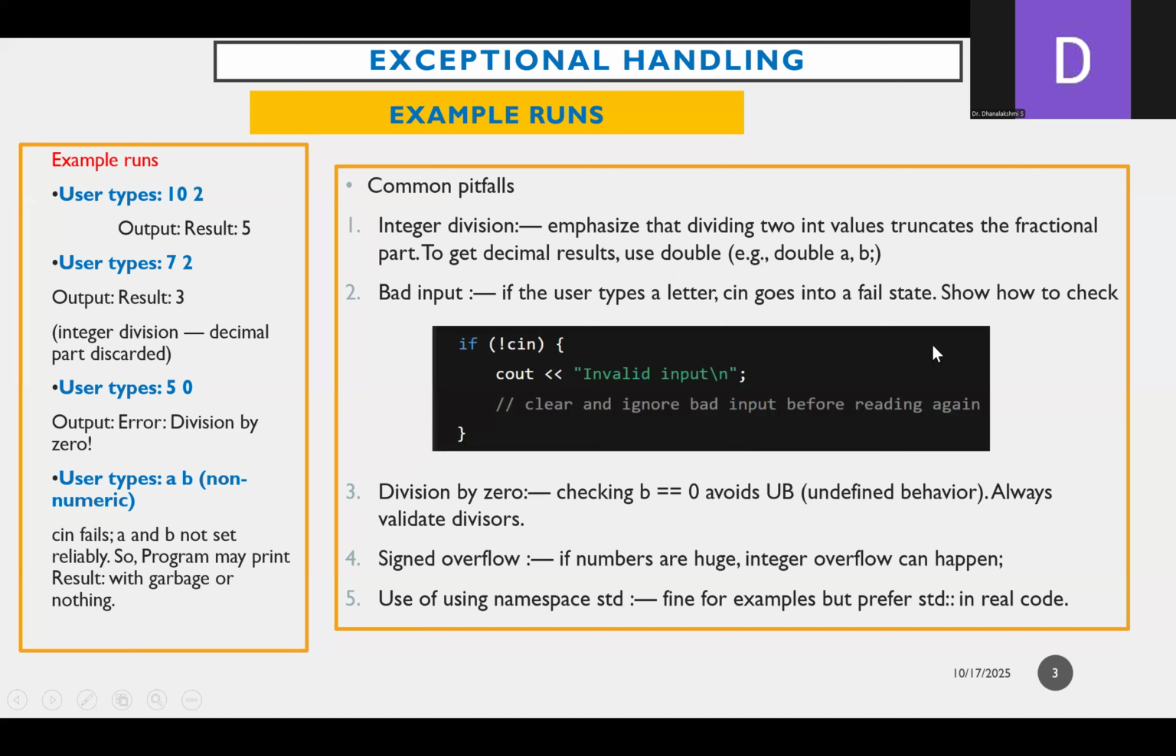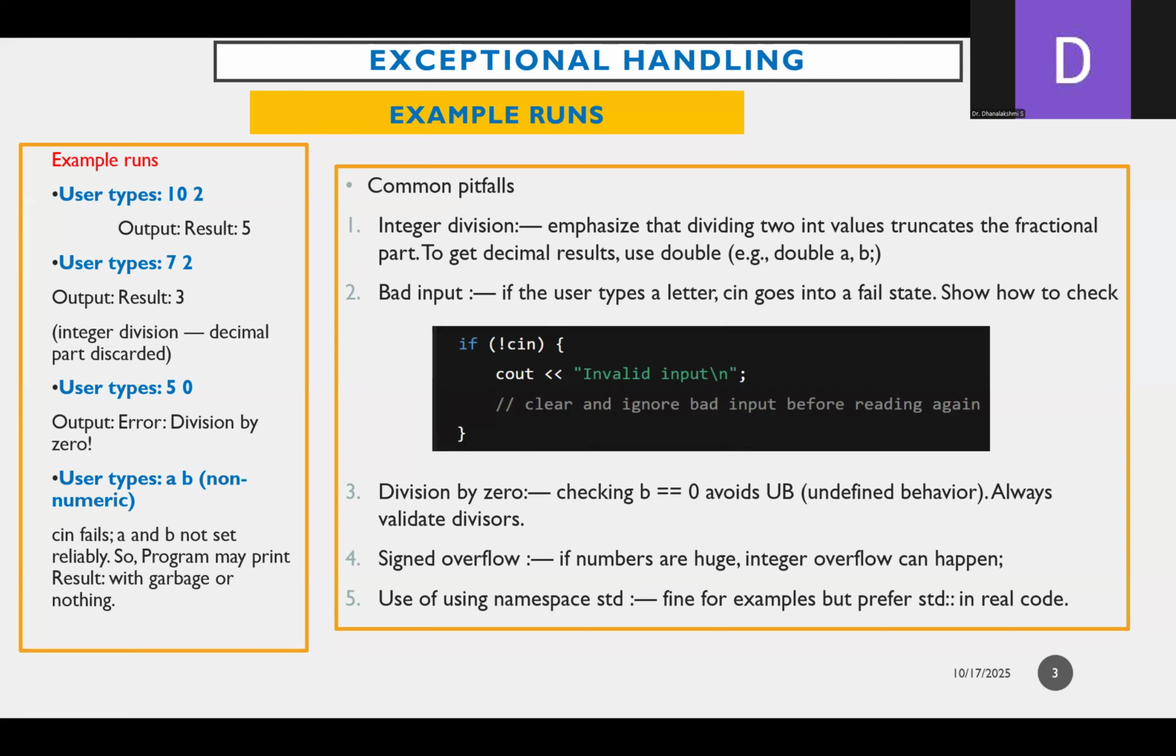Yes. And next, coming to the third category, division by zero. We have already handled that in the program itself by checking if b == 0. So it avoids undefined behavior. It always validates divisors. Coming to the fourth category, that is signed overflow.